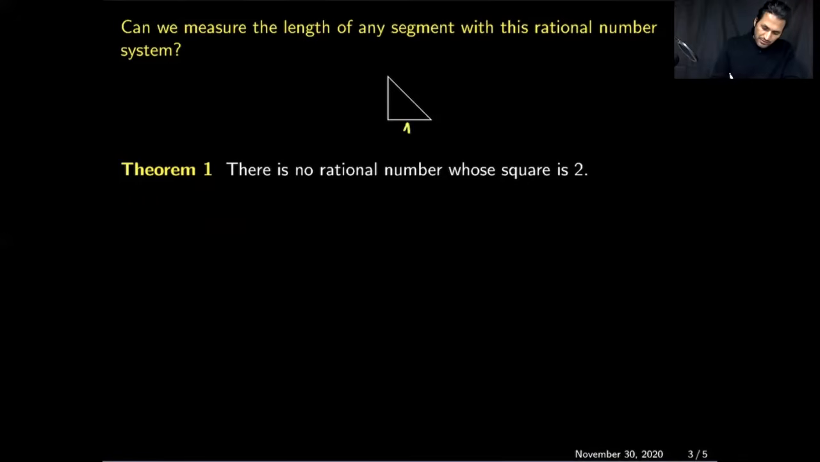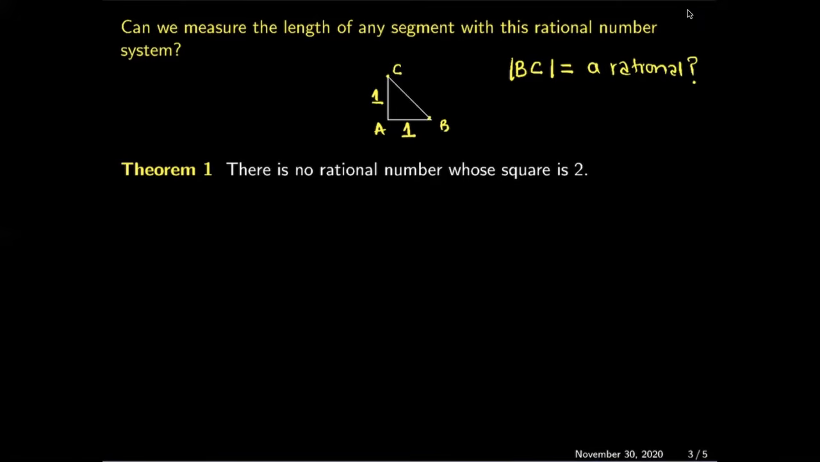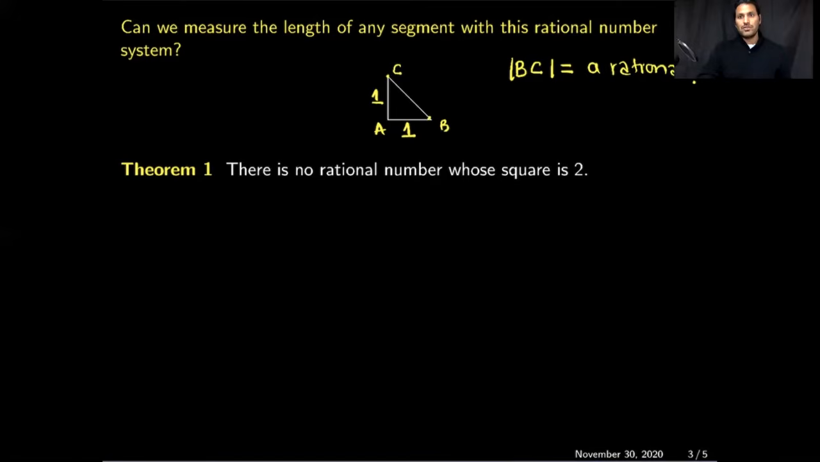So here, let's suppose the length of this segment is 1 and the length of this segment is 1. Then can you measure the length of this segment? Let's suppose this is A, B, and C. Then the length of BC, is that a rational number? This is the question. Can you represent the length of this segment BC by a rational number? The answer to this question is no.